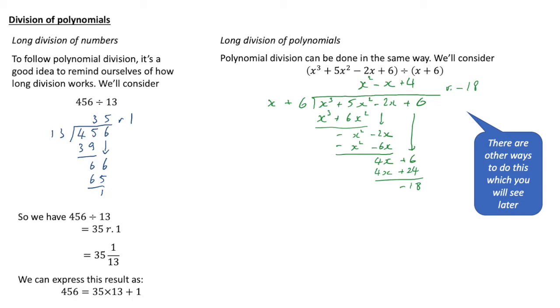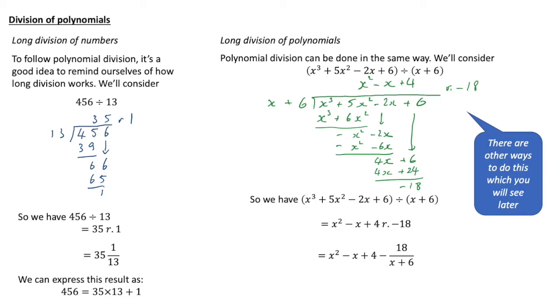So to reflect what we looked at with the numerical example on the left, we now have that x cubed plus 5x squared minus 2x plus 6 divided by x plus 6 is equal to x squared minus x plus 4 remainder minus 18. And of course the minus 18 still hasn't been divided by the x plus 6, so instead of writing it as a remainder, we could say that we have x squared minus x plus 4, and minus 18 still needing to be divided by x plus 6.